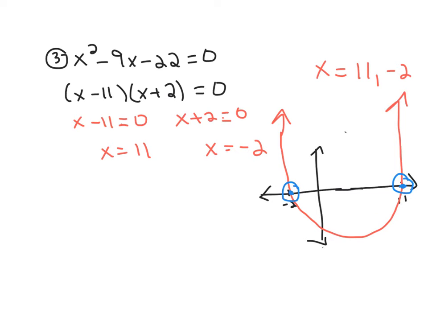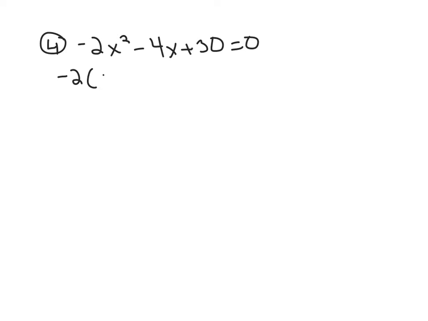All right, so I just want you to have this in mind so that when you do get to graphing, it makes sense. All right, so let's look at this one. -2x squared minus 4x plus 30 equals 0. For purposes of making things easier, I would take out my greatest common factor, negative 2, leaving x squared plus 2x minus 15.